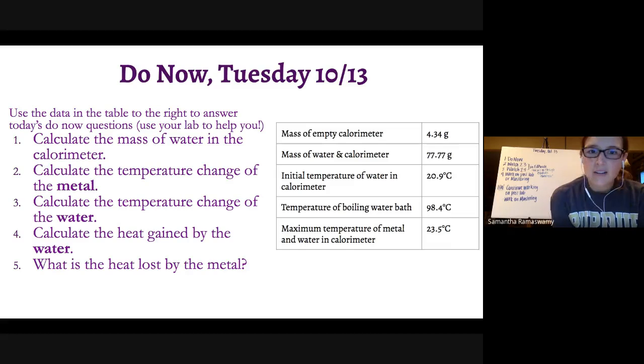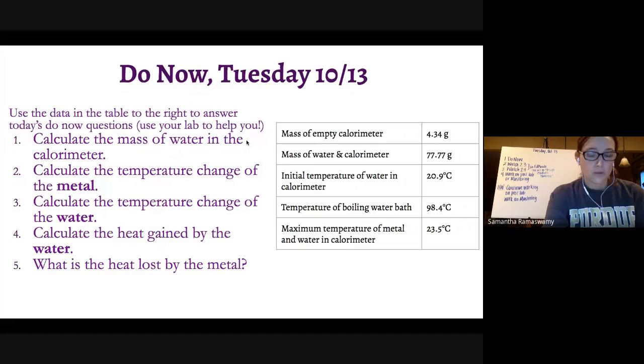I have the do now up on the screen. If you want to take just a couple minutes, see if you can work through the do now. These are lab-based questions, so use your lab, specifically the calculations, to help you answer these questions. Use the table that I gave you. In this data table, these numbers are probably different than what you had in lab, but use this data and see if you can answer these questions.